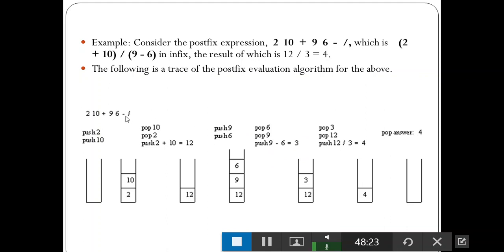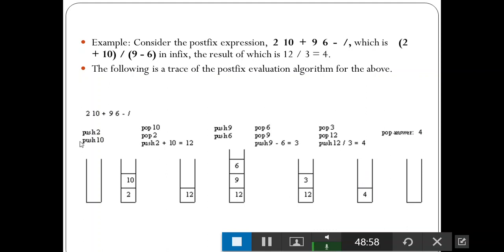Okay, so after minus, what we have? Division, again an operator. So when you get an operator, simply pop up the two elements, 3 and 12 will be popped up, and that 12 by 3, the output, what we get? 4. That 4 will be pushed up, and finally after you finish the expression, you have to pop up the last element, that is what we get, the expression value. Okay, so finally we get what? Pop the answer as 4.